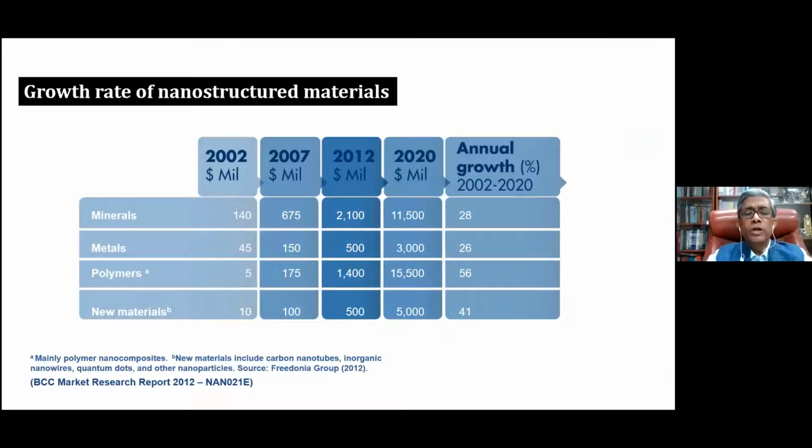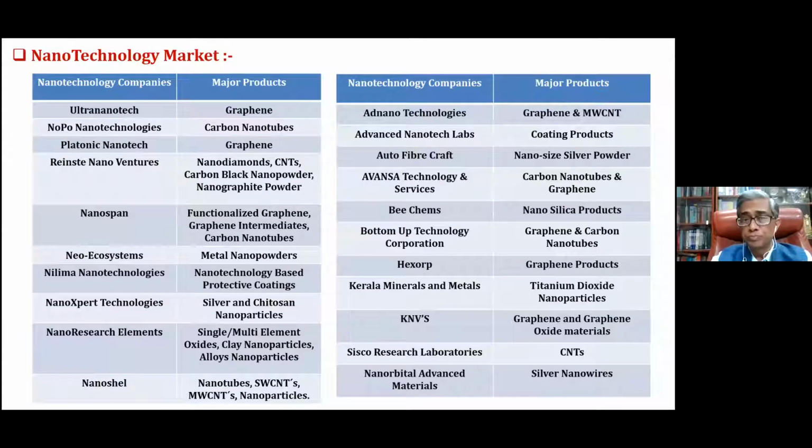Also, the growth rate for nanostructured materials is happening in all different minerals, materials, polymers, and new materials. New materials cover all these nanotubes, nanowires, and all that. You can see that the growth is from 28 to 41%, as shown by 2020. This is the percentage which is growing. So it is actually capturing a lot of market, and nanofillers will be overcoming a lot of regular fillers also.